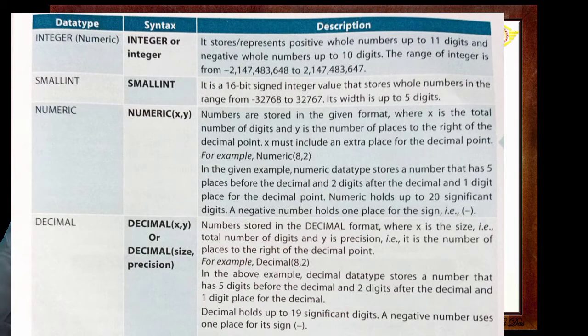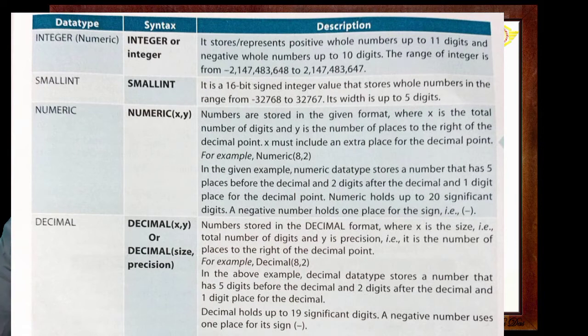Small int is a 16-bit signed integer value that stores whole numbers in the range from minus 32768 to 32767. It is up to 5 digits. Numeric numbers are stored in the given format, where x is the total number of digits and y is the number of decimal places.